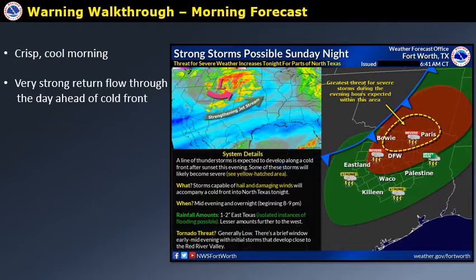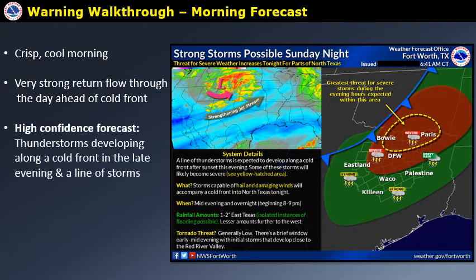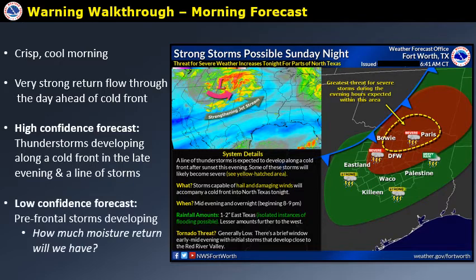Now, it was a cool and crisp morning with strong return flow ahead of a cold front that was advancing across North Texas through the day. Now, this return flow allowed for increasing temperatures and low-level moisture. And while there is very high confidence in thunderstorms developing along the cold front late in the evening, the degree of moisture return was in question. And the most likely mode would be a line of storms.